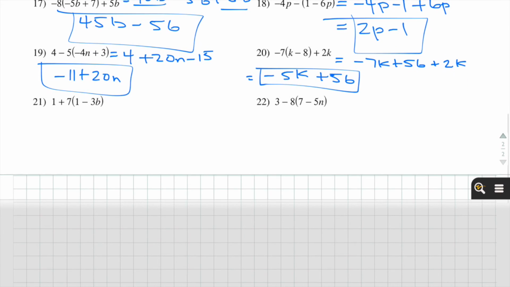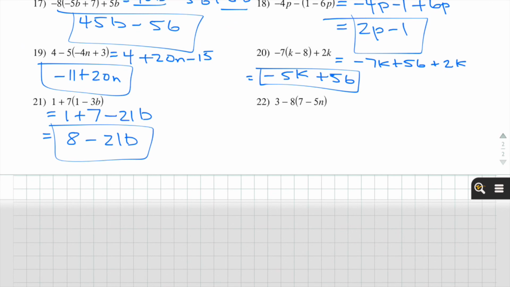Okay, number 21. 1 plus 7 parentheses 1 minus 3b. So let's go ahead and write 1 plus and distribute that 7. We get a 7. Positive 7 times negative 3b is negative 21b. Simplify that. 1 plus 7 gives us 8 minus 21b.